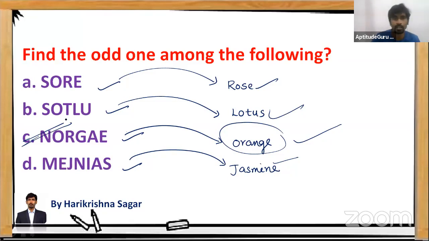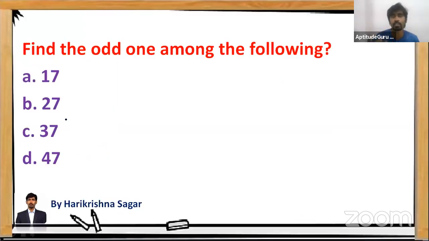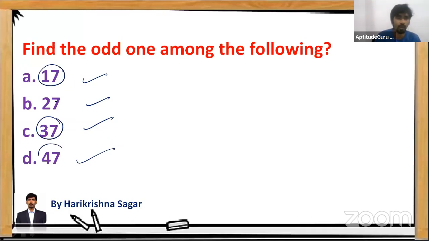Have a glance at some of the questions based on numbers. Just observe the question. 17, 27, 37, 47. What is the odd man out? Problem solving ability. So just observe. 17 is a prime number, 37 is a prime number, 47 is a prime number, but 27 is not a prime number.